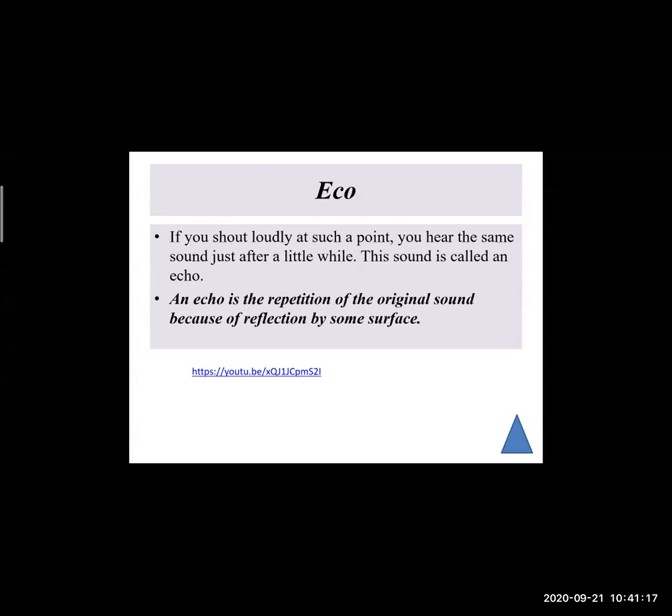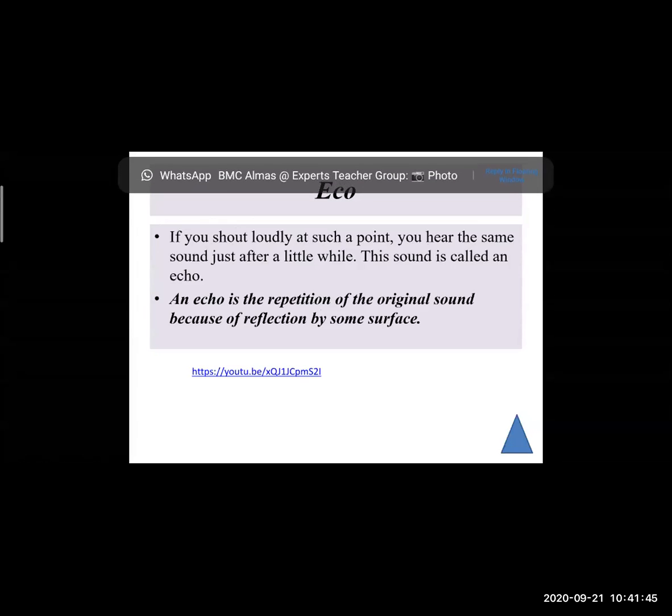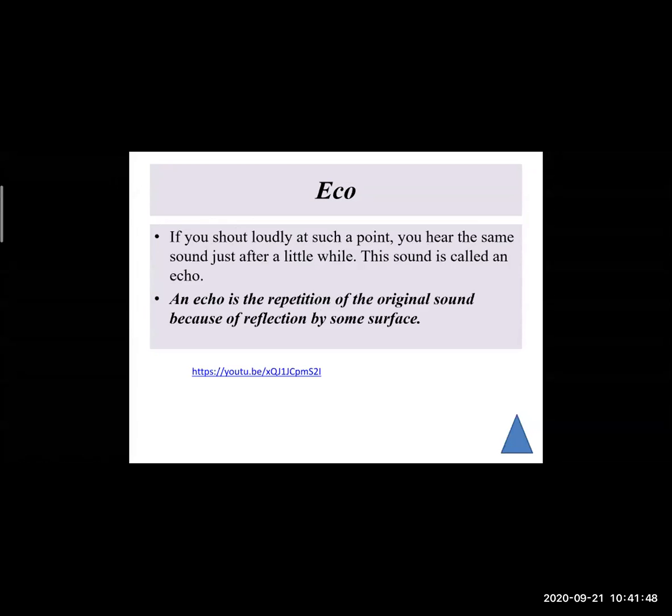So we will find out why and how this echo is generated, and why we are not listening to that echo in our normal room. Defining the echo: it is the repetition of the original sound because of the reflection by some surfaces. There is also reflection in other cases, but that reflection is not satisfying some conditions to form an echo. Therefore, there is no formation of echo. For that, I have collected a beautiful video.